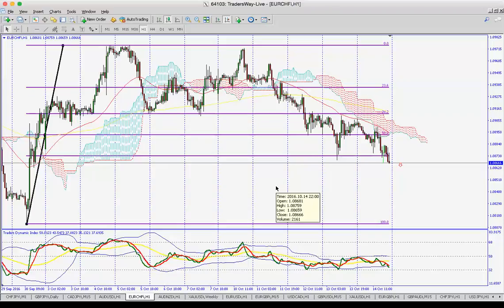So I like to use the four levels of indecision, and that's the reason why I use the 0 level, the 100%. I use the extension of the 161.8, which you can't see because it would be below the 100. And I use the 61.8, which is the most critical level, in my opinion.